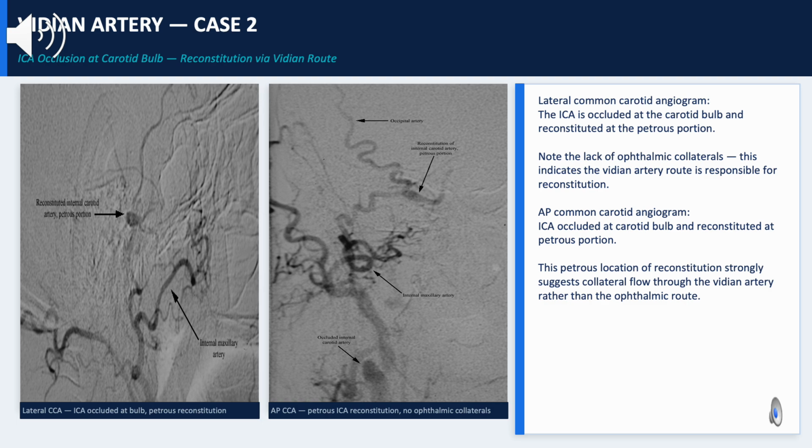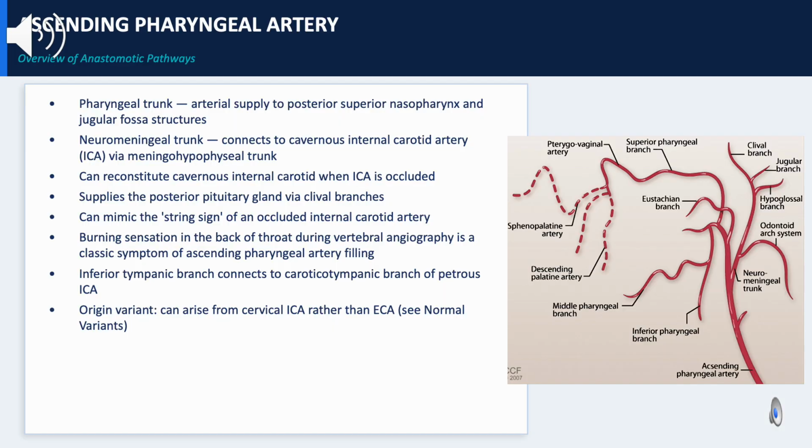The internal maxillary artery feeds the Vidian artery, which enters the petrous ICA through the carotid canal just above the foramen lacerum. This case teaches that you cannot rely solely on ophthalmic artery retrograde flow to explain ICA reconstitution. Always check the level of reconstitution and correlate with skull base anatomy. The ascending pharyngeal artery is the most complex ECA branch from an anastomotic standpoint because it has connections at multiple levels along the ICA. The cavernous ICA via the meningohypophyseal trunk, the petrous ICA via the inferior tympanic caroticotympanic connection, and the vertebral artery via the neuromeningeal trunk.